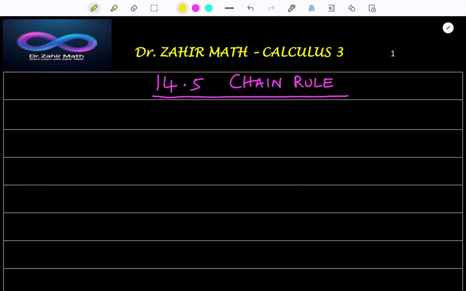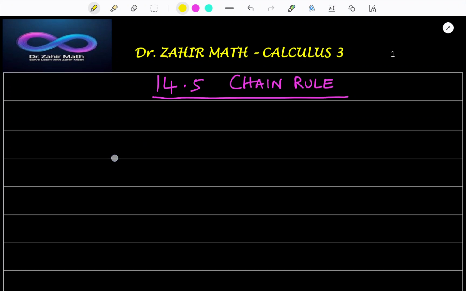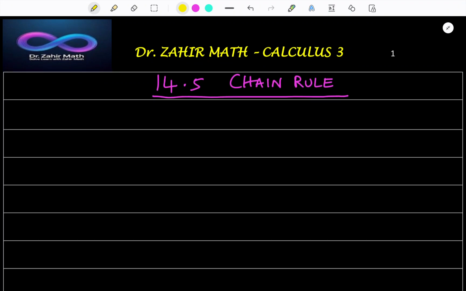Let's dive right in. What is the chain rule? You already studied it in Calculus 1 and Calculus 2. Let me give a simple example. Suppose you have sine of x square, and you want to differentiate it. Suppose this is your function y equals sine x square. How do you differentiate it? You find dy by dx.